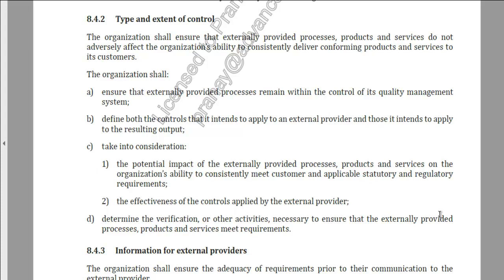So 8.4.2 is mentioning to you the type and extent of control. Depending on the impact of this externally provided product or service, you must exhibit controls. The controls have to be of two kinds. One, control as applicable to the external provider. Second, controls that need to be applied to the resulting output.